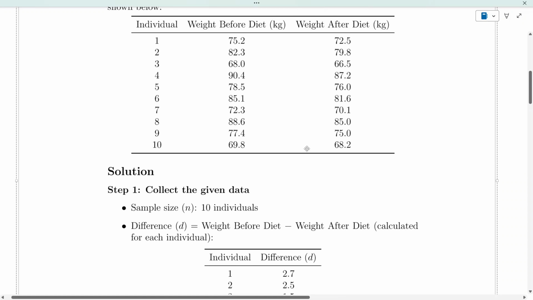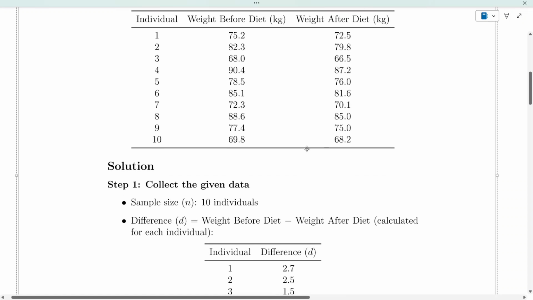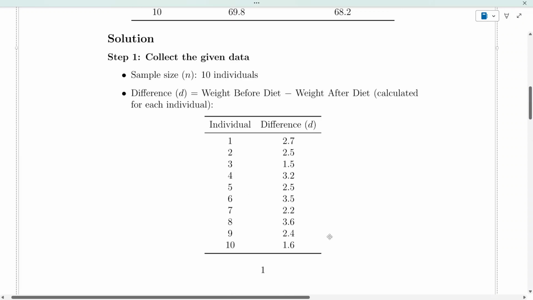Then we calculate the differences. By subtracting the weight after the diet from the weight before the diet, we calculate the differences for each individual. For individual 1, the difference is 75.2 minus 72.5, which is 2.7. For individual 2, the difference is 82.3 minus 79.8, which is 2.5, and so on for all 10 individuals. These differences will form the basis of our analysis.